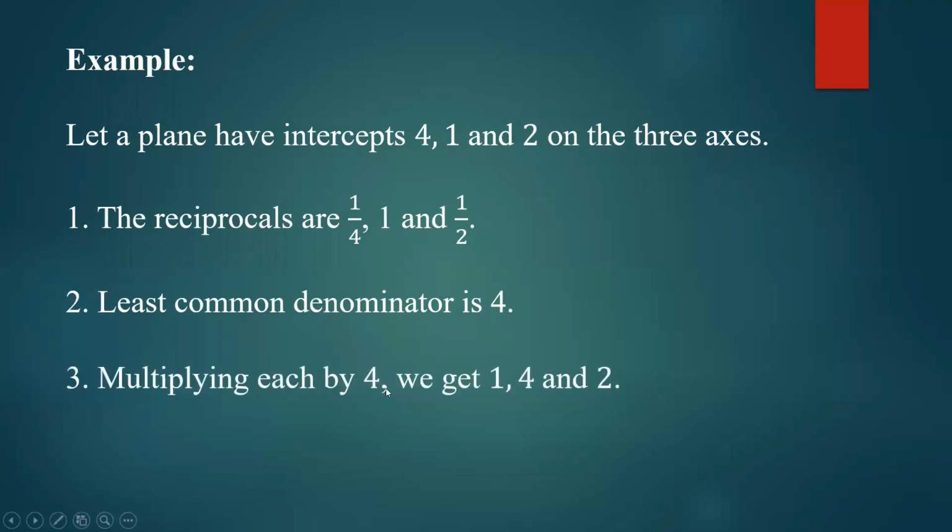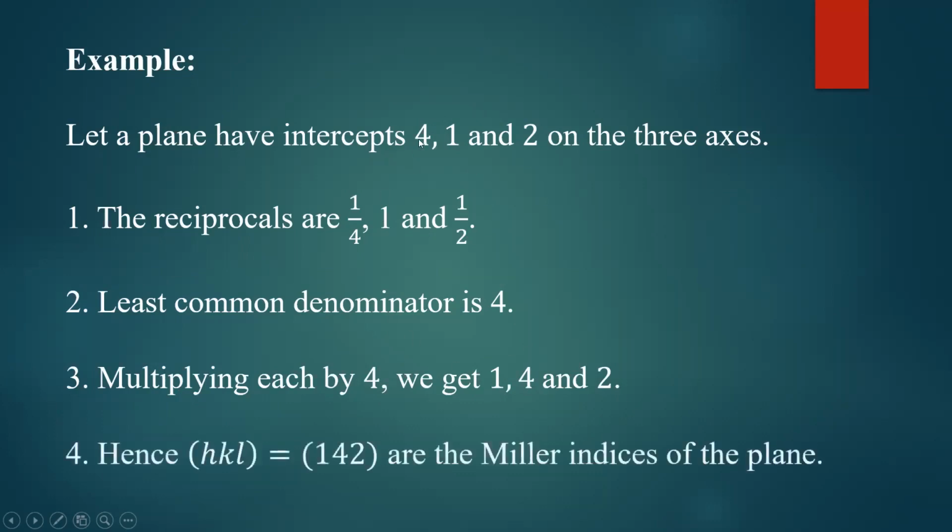Multiplying each by 4, 1/4 times 4 gives 1, 1 times 4 gives 4, and 1/2 times 4 gives 2. So after multiplying, you have the numbers 1, 4, and 2. These are the Miller indices for this particular crystal plane. Therefore, the Miller indices (hkl) are (1 4 2). This is how we can find the Miller indices.